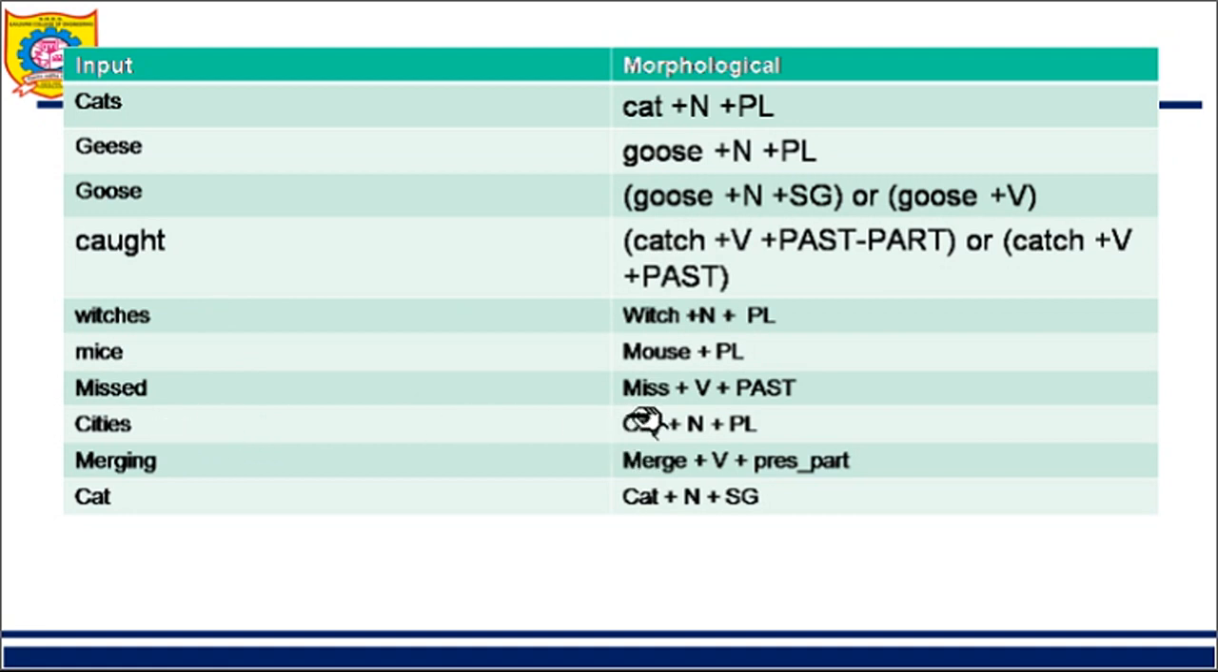Cities. City is the base form. It's a noun plus it's plural. That's why PL is written here. Merging. So merge. This is a verb and it is the present participle, like I am merging these two sentences. Present participle, that's why present part is written here. Cat. So cat is singular, right? Cat plus noun plus singular. So these are the outputs for morphological analysis.